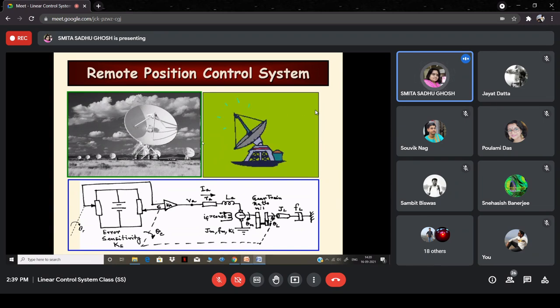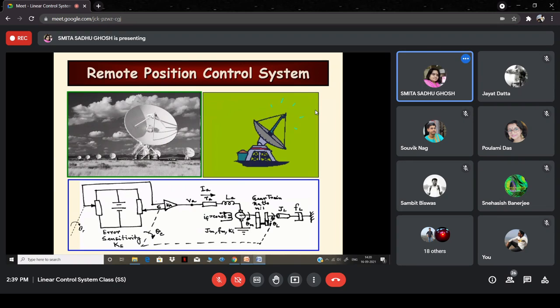Can anybody tell me which mode it is connected in from what you can see over here? This particular unit. You can see that the supply is being connected across the armature, right? So it is an armature controlled DC servo motor, while the field current is kept constant. We had studied that in the last class, right? So basically, this is an armature controlled DC servo motor.